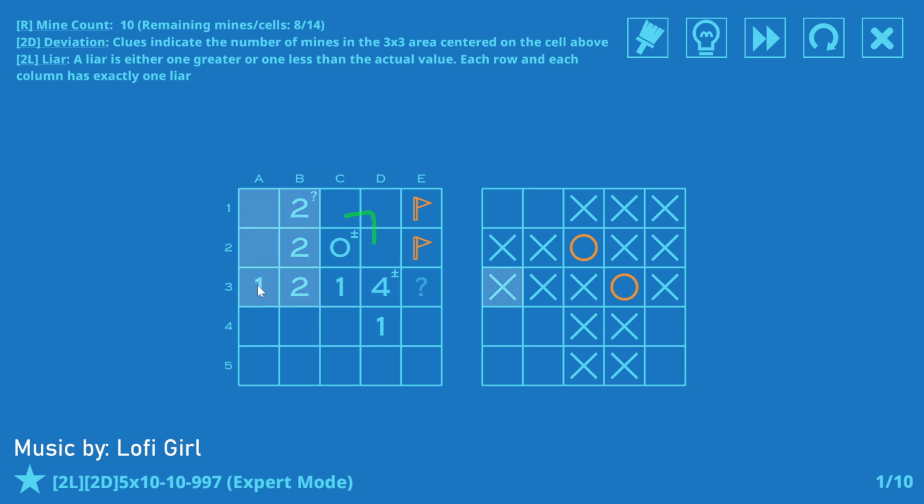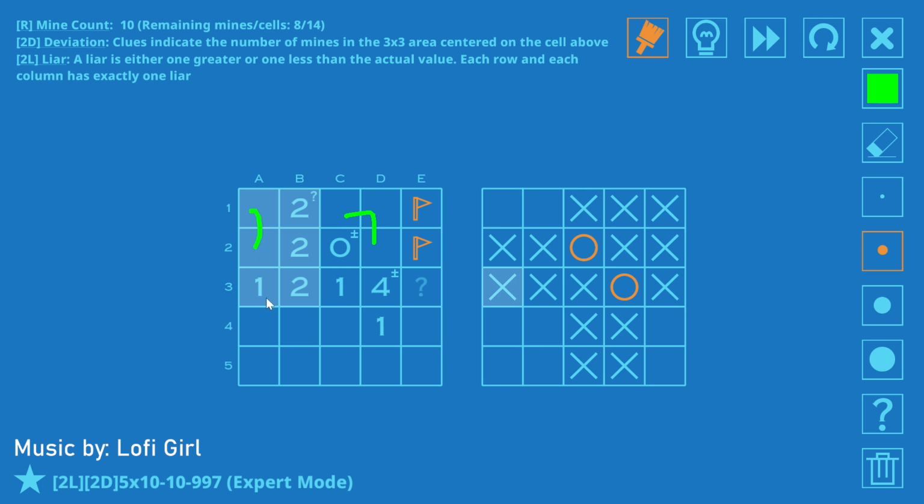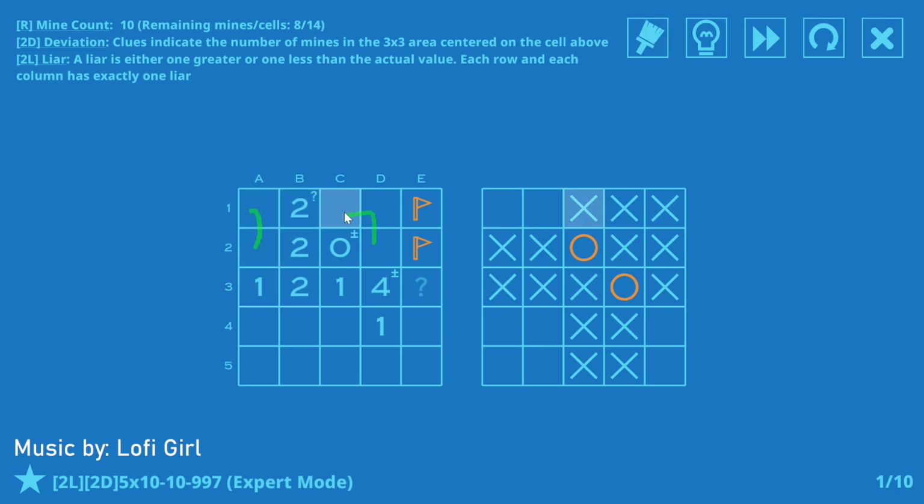Cool. And 1, which is telling the truth, means that there is exactly 1 mine here. So for this 2, there must be 1 mine here, which gives you no mines here. Okay. This 2 is surprisingly still unknown. Could be telling the truth or lying. This 1 is telling the truth and is complete though. This 0 is clearly lying because it already has 1 mine in it, so that's a lie.